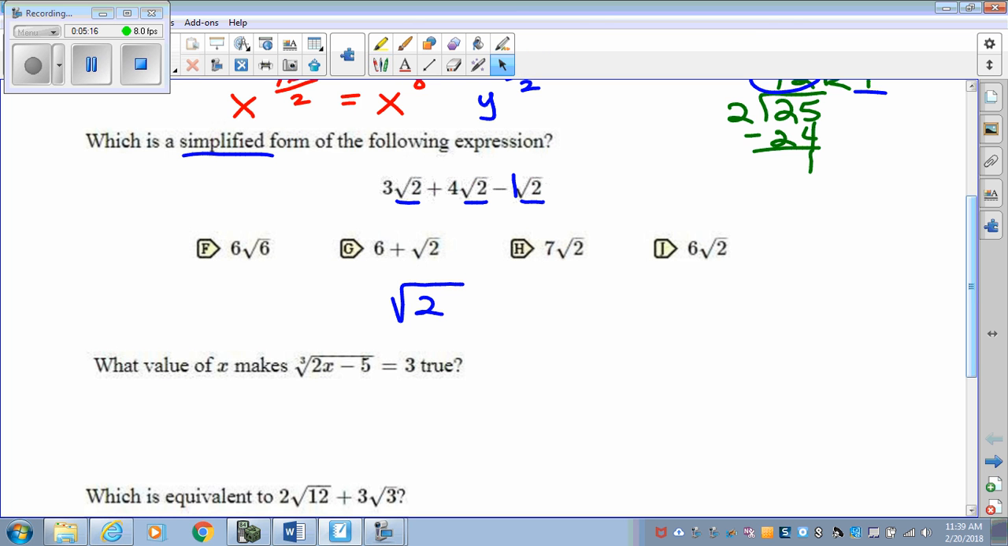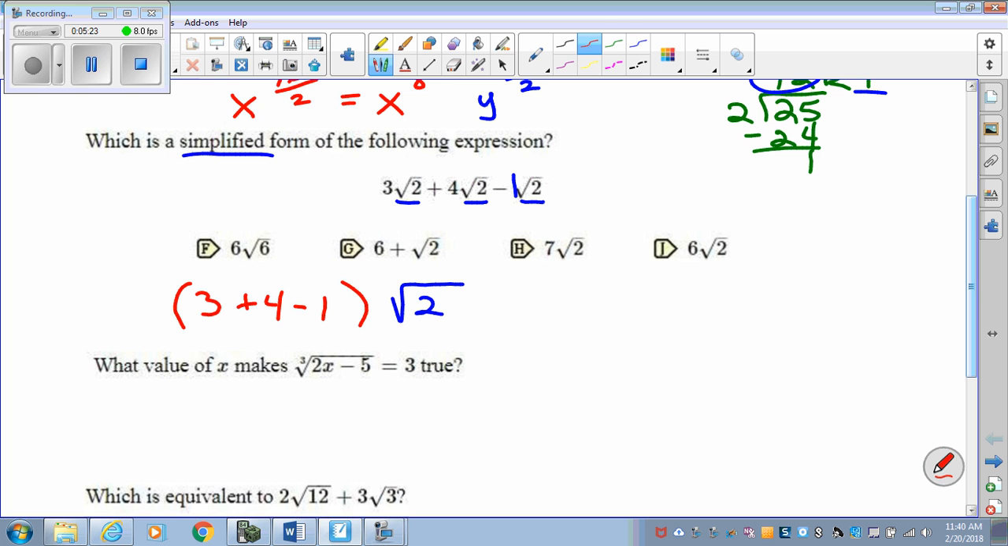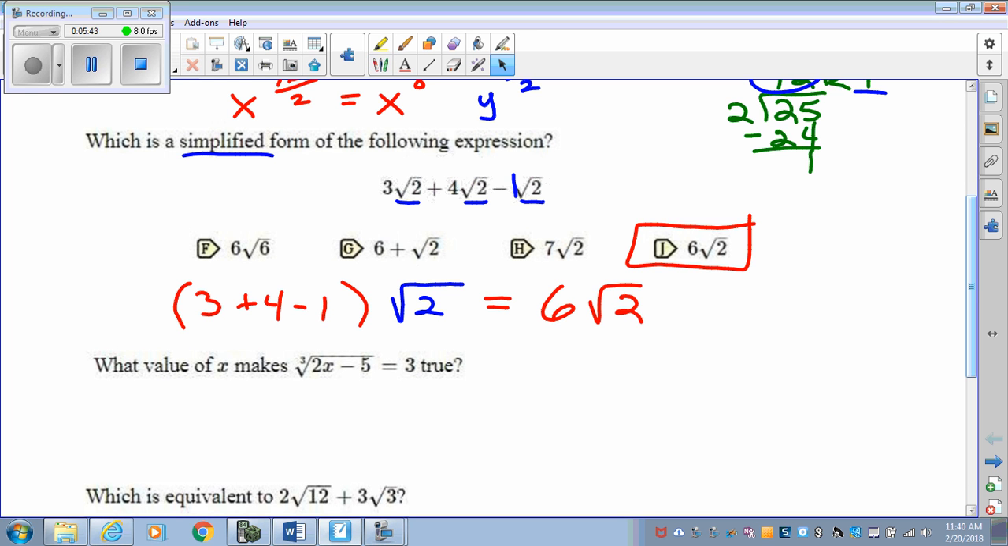What I would do is take 3 plus 4 minus 1. That is how many square roots of 2 I have. 3 plus 4 is 7, minus 1 is 6. So I have 6 radical 2's. And so this is my final answer. And if I could, I'd type this original expression on my calculator, and then type this one in and make sure that they're the same decimal.